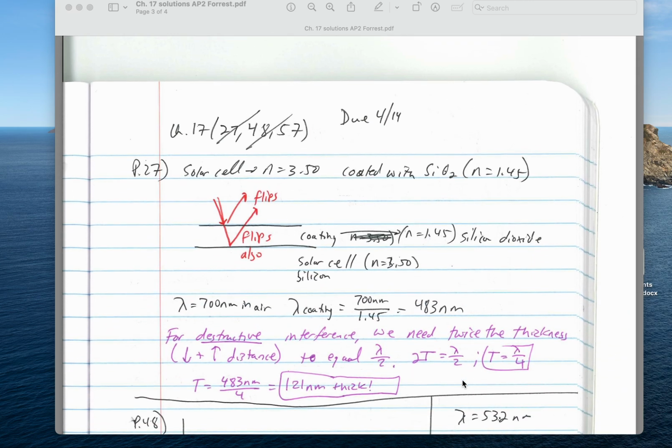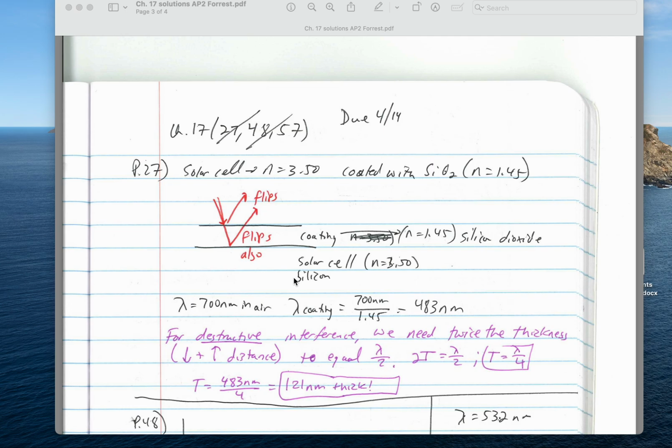Another thin film interference problem, number 27. So again, it says solar cells. There's a silicon solar cell that's coated on the outside with a layer of silicon dioxide. So this coating is above the solar cell. Index of refraction 3.5, index of refraction 1.45. So kind of similar to the last one we did. Both of these will flip or have a phase shift when reflecting off the surface. And in this particular case, you actually want minimum thickness to minimize reflection.